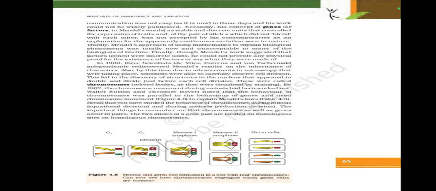Figure 4.8. Recall that you have studied the behavior of chromosomes during mitosis, equational division, and during meiosis, reductional division. The important things to remember are that chromosomes as well as genes occur in pairs. The two alleles of a gene pair are located on homologous sites on homologous chromosomes.